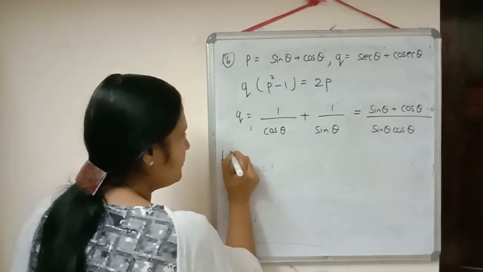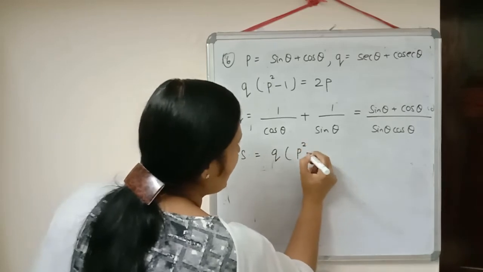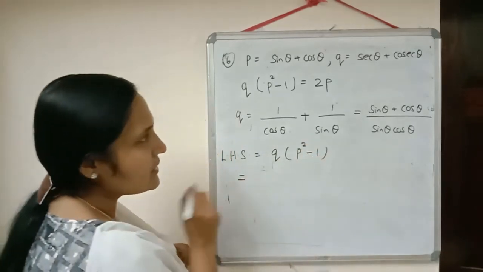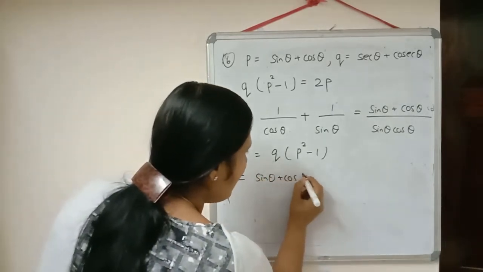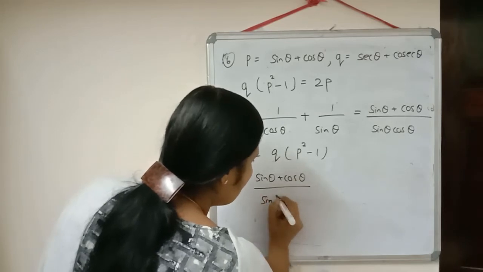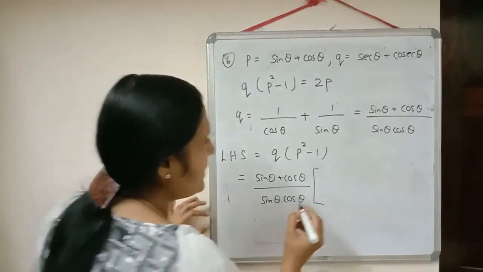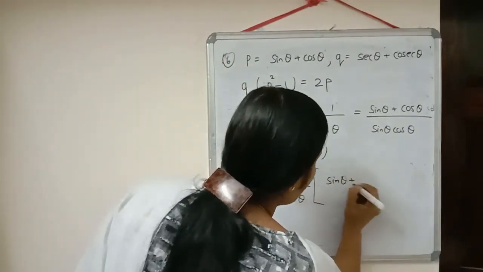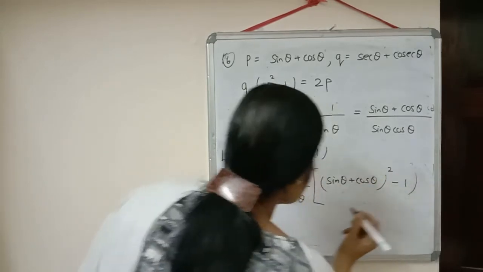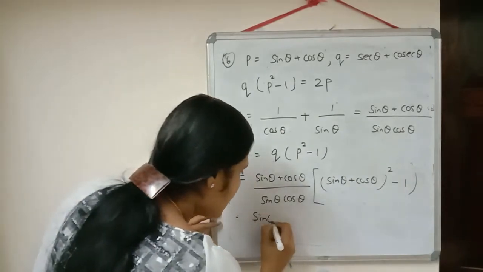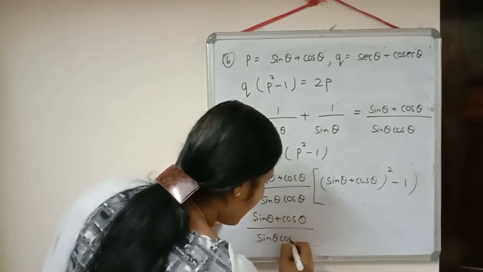Now we'll check what we have to do in the left hand side. Left hand side is written Q into P square minus 1. Now just to substitute the value. What is the value of Q we got at present? Sin theta plus cos theta by sin theta into cos theta. Written there, and then P square. So in place of P we have sin theta plus cos theta. So sin theta plus cos theta the whole square minus 1. So we'll get here sin theta plus cos theta by sin theta cos theta, we'll write as it is.